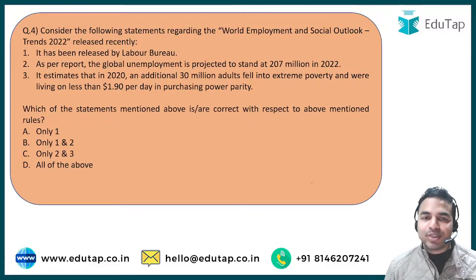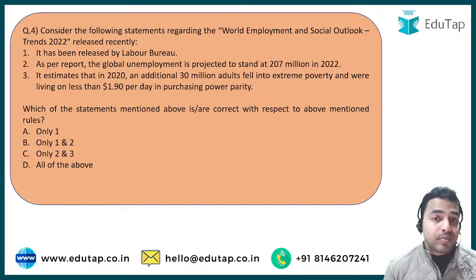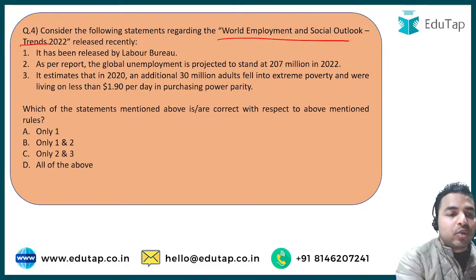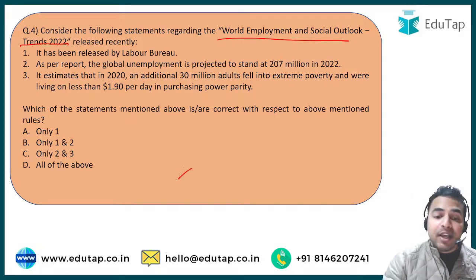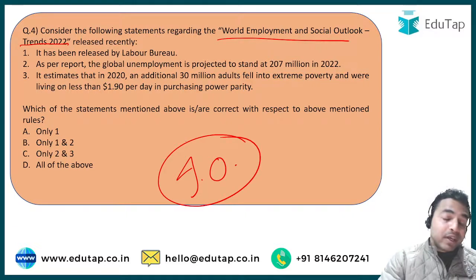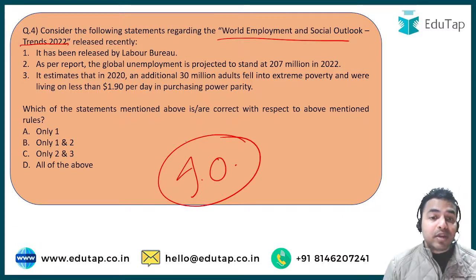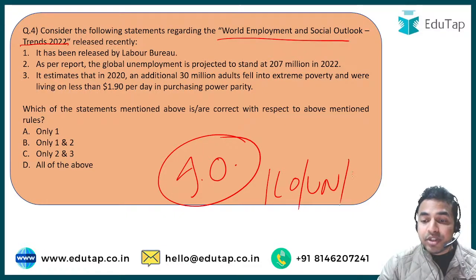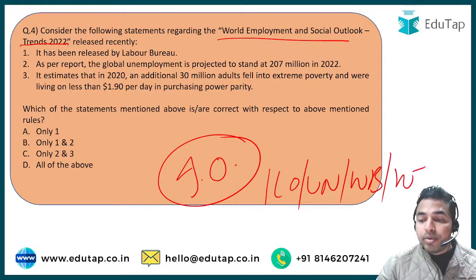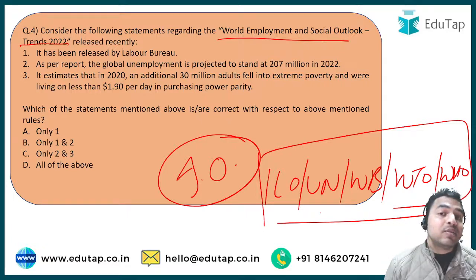Now let's move on to the next question, and the next question is once again on a very important report, and that report is the World Employment and Social Outlook Trends 2022. See, reports released by famous, important international organizations are really very important. For example, it can be the International Labour Organization, the United Nations, World Bank, WTO or WHO. All these reports released by such organizations become really important from the exam point of view, and that is the reason we are discussing this report in today's session.